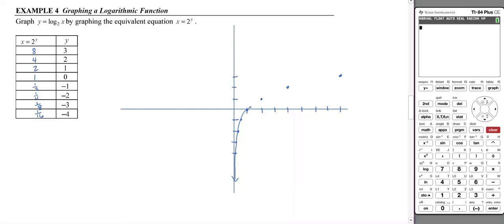As we go this way, our graph slowly rises, but it does continue to rise without bound. We'll have to make it all the way over to a 16 before we finally make it up to a 4 on the y-axis. So this graph grows very quickly at first, and then it slows down.